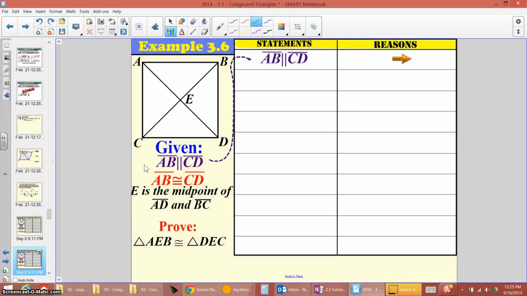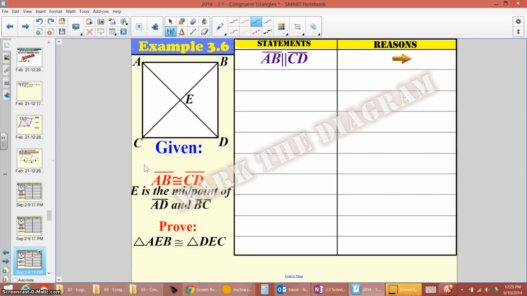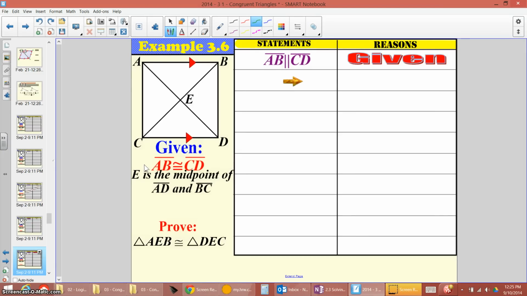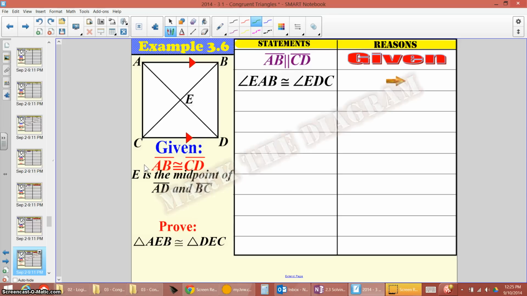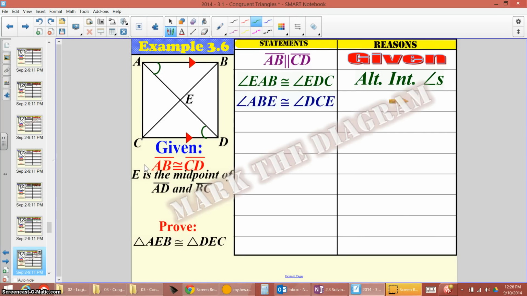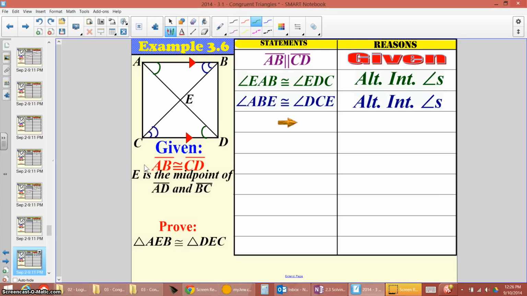3.6. If I give you that they're parallel, the reason given is because it's given. And I mark it on the diagram. Now I say my reason is given. My next piece of information, I could do all of the givens right now, but instead I want to look at EAB and EDC. Those angles are congruent. I mark them on the diagram, and then I say that they are because of alternate interior angles. I can go on more. I can say ABE is congruent to DCE. Again, mark on the diagram, alternate interior angles.